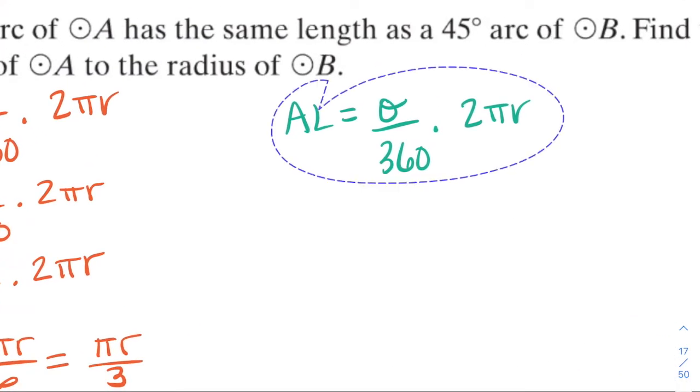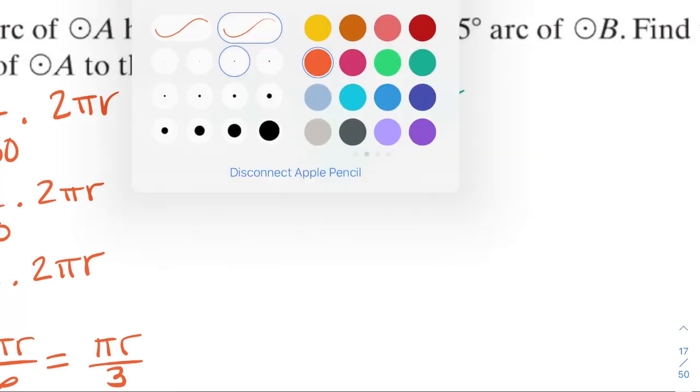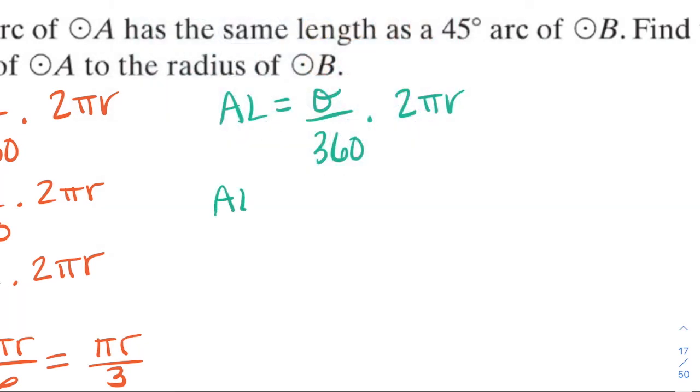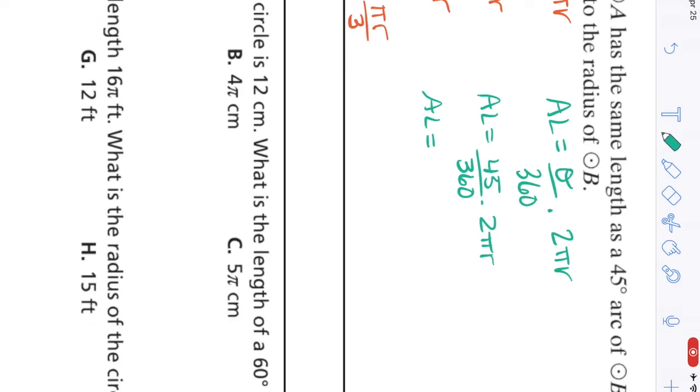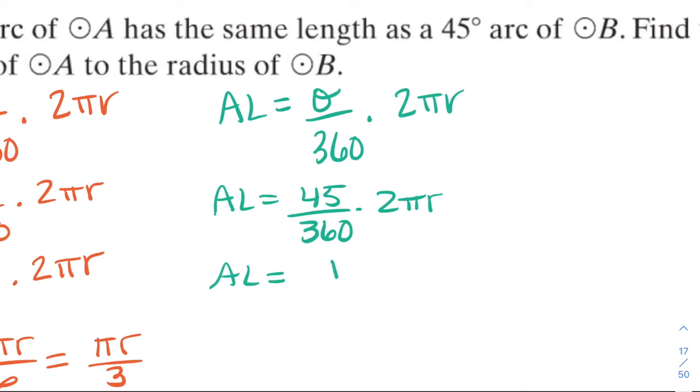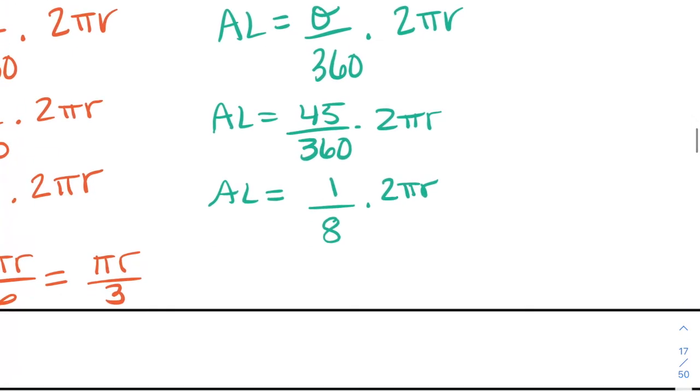This next one, I'm going to do the same thing, but I'm going to use 45 degrees. So arc length is equal to 45 over 360 times 2 pi r. They're both divisible by 45. So 360 divided by 45, yep, is 8. So we have 1 over 8 times 2 pi r. So arc length for this one is 2 pi r over 8, which is equal to pi r over 4.